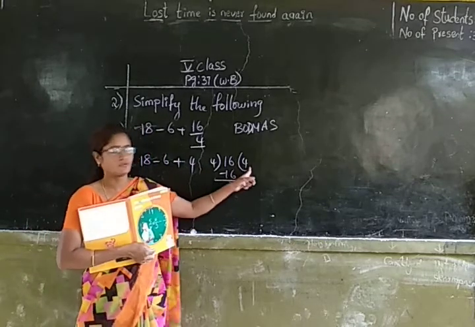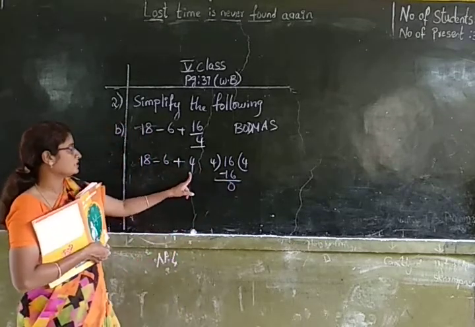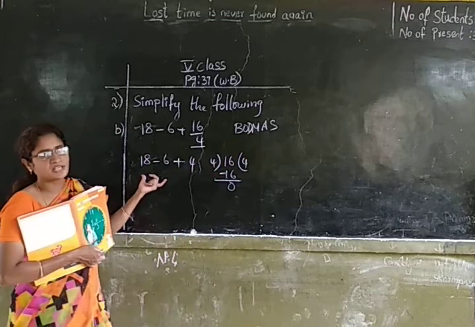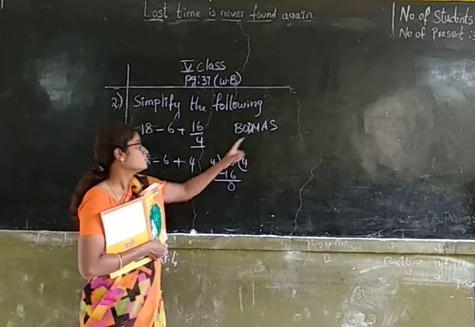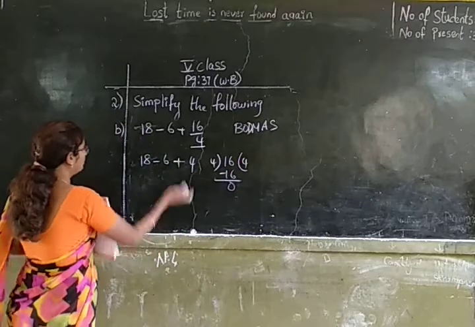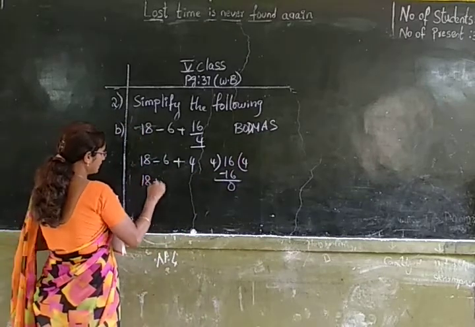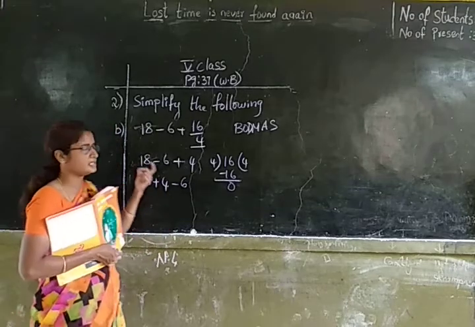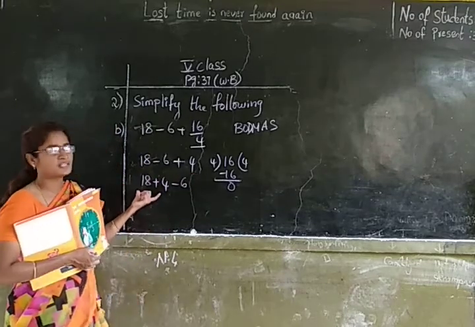So the quotient is 4, so we have to write the quotient here. After doing the division, we have to do the multiplication. But multiplication is not given, so we have to do the addition. For that, let us rearrange the numbers which are having addition symbol. So 4 is having addition symbol and 8 is having addition symbol. So I have written them in a line.